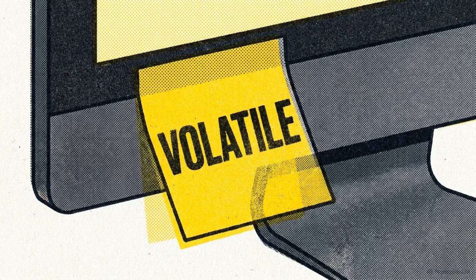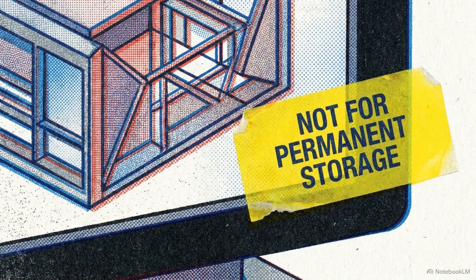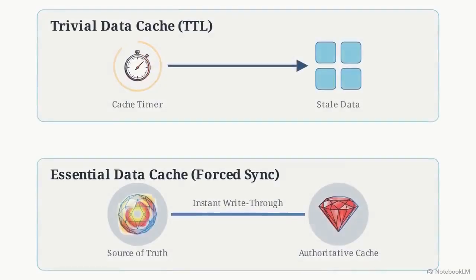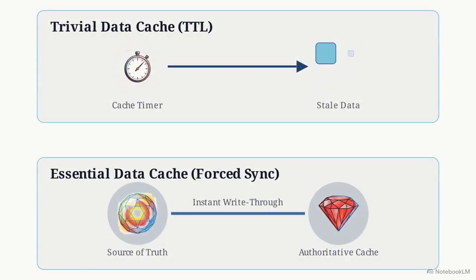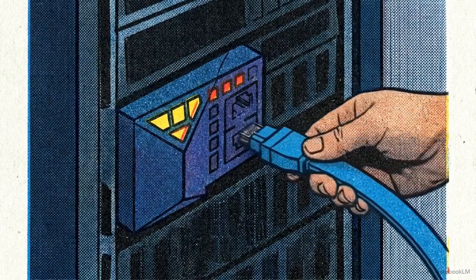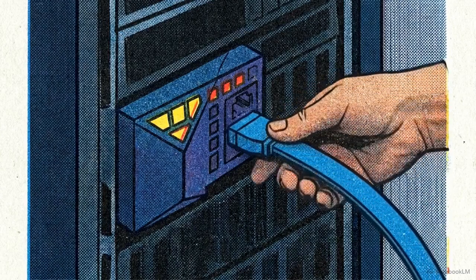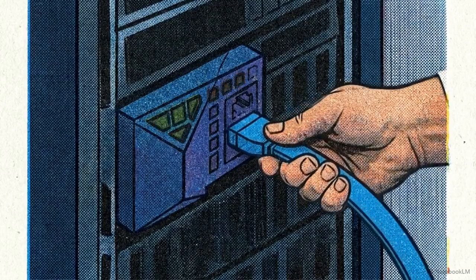We have to remember the golden rule. A cache is a temporary performance hack. It must never be treated as the authoritative source of truth. Builders should separate data by criticality. Trivial information can expire on a simple timer, but essential facts require aggressive, forced synchronization. To build truly resilient, scalable systems, you must engineer the exact moment your architecture should let go of its data.